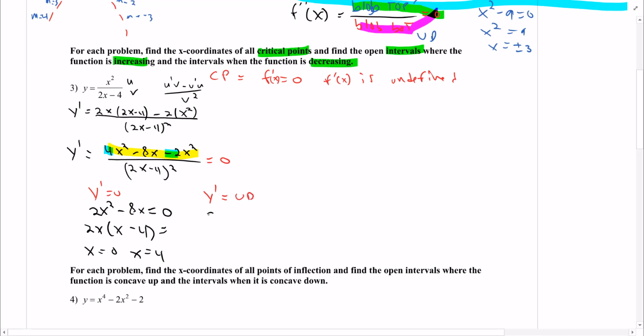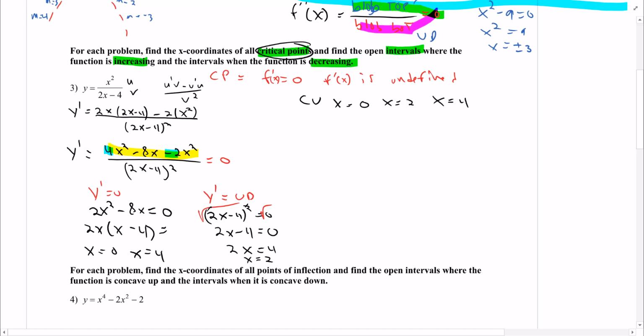To find when it's undefined, we set the denominator equal to 0, right? So we're going to solve this equation. We take the square root of both sides, right, to get rid of the squared. We're going to get 2x minus 4 equals the square root of 0, which is 0. And solve this: we're going to add 4, divide by 2, we're going to get x equals 2. So there's 3 critical values. The critical values are x equals 0, x equals 2, x equals 4.